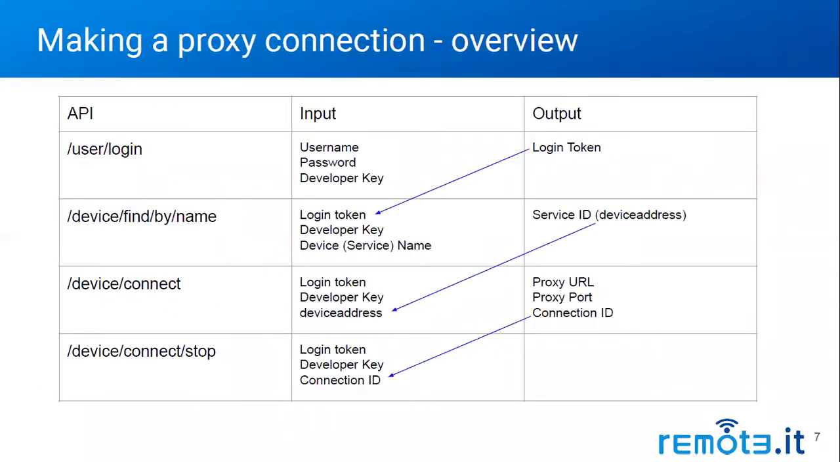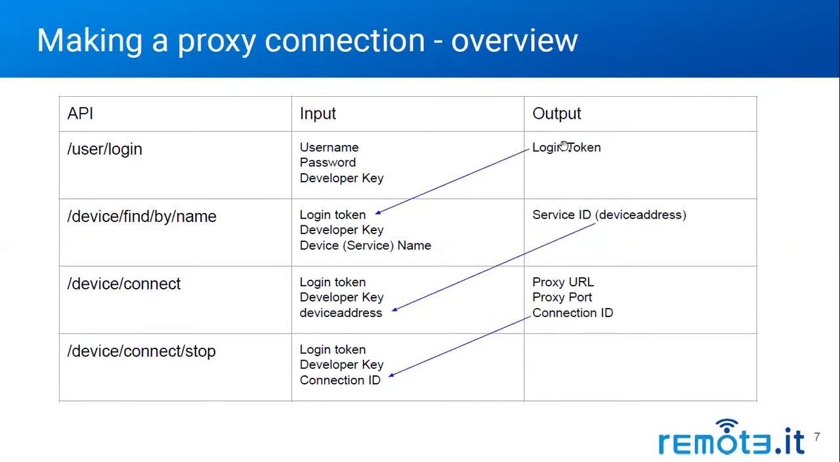So here's an overview of the workflow involved in making and using a proxy connection. You start with the user login API endpoint, and you supply this with your username, password, and developer key, and this gives you a login token. Now I've just shown the login token here pointing down here, but as you can see, it's actually used in every subsequent API call. Also, the developer key is used in all API calls.